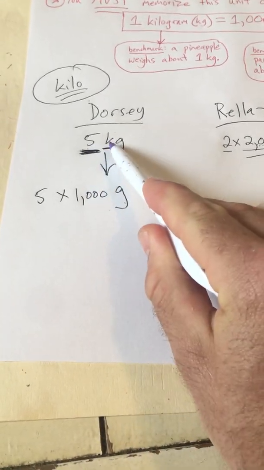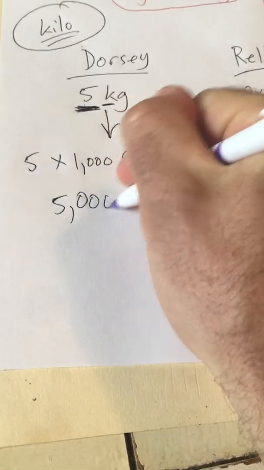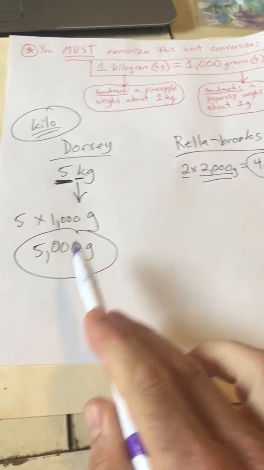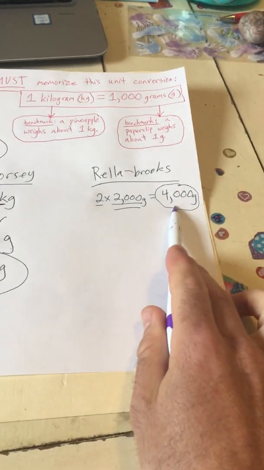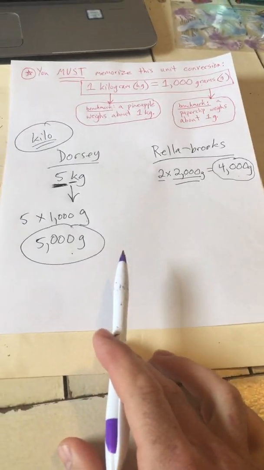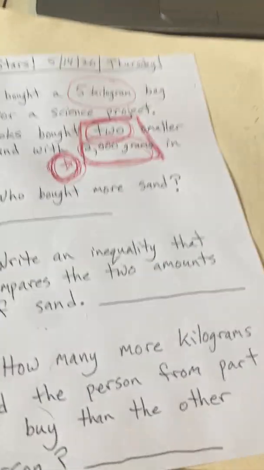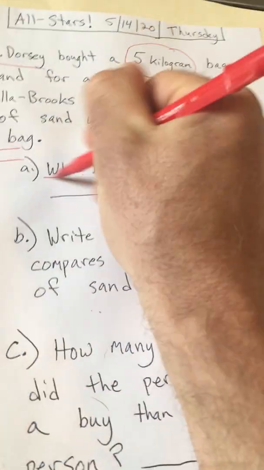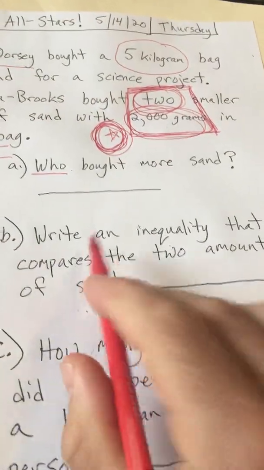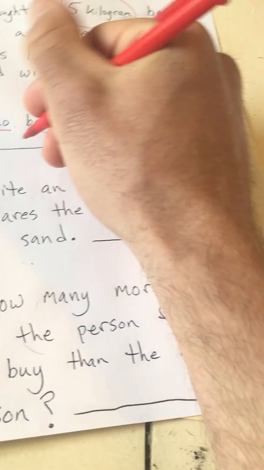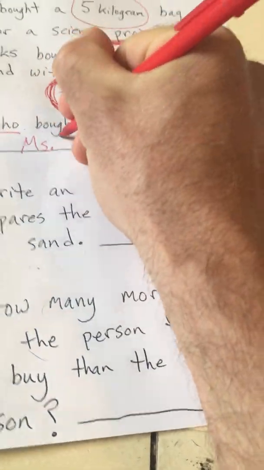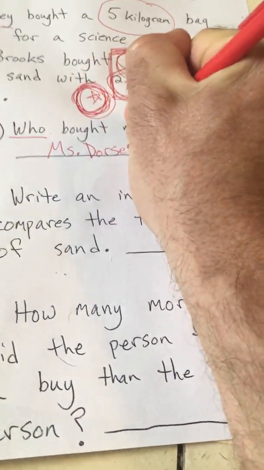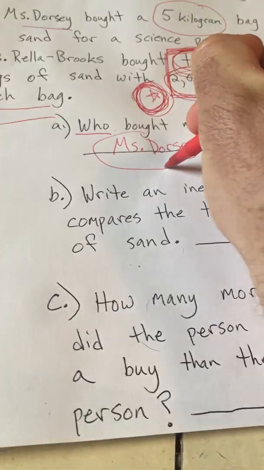So we have 5,000 grams. 5 times 1,000, we have 5,000 grams. Miss Dorsey has 5,000 grams of sand, and Miss Rella Brooks has 4,000 grams of sand. So who has more? Miss Dorsey has 5,000. So who bought more is the question. You're not going to put 5,000. You're going to put Miss Dorsey. That is the answer.